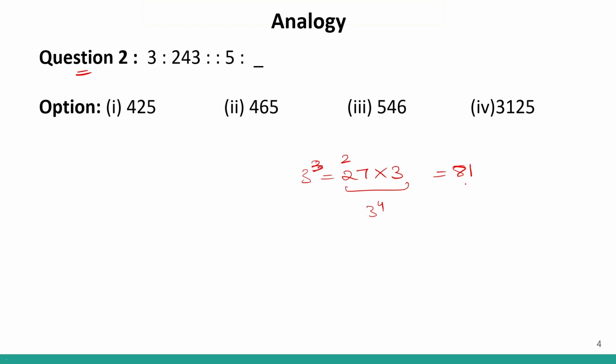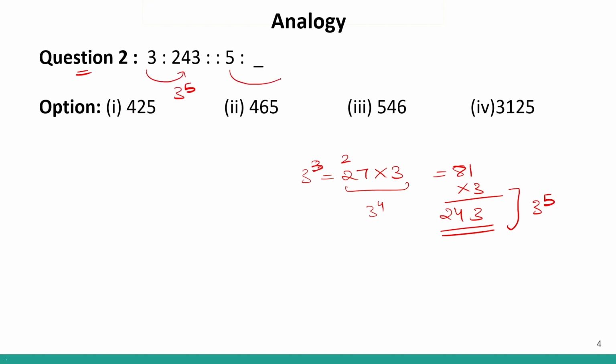And if I multiply 3 into it, how much will I get? 3 into 1, 3. 8 into 3 is 24. So, 243 is basically, I can say, 3 raised to the power 5. Correct? This is 3 raised to the power 5.